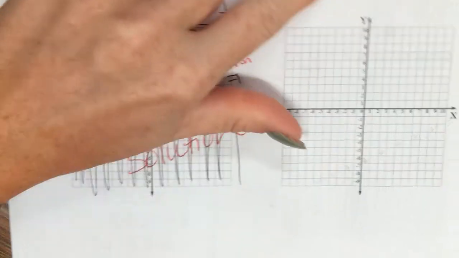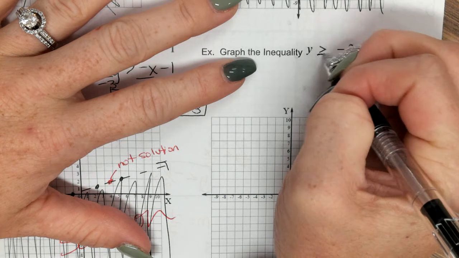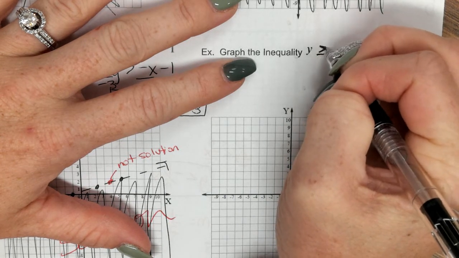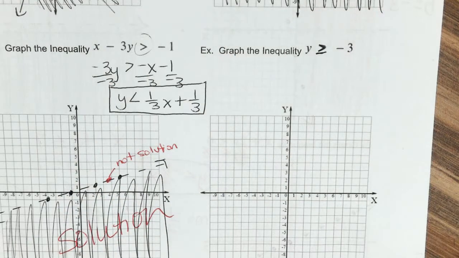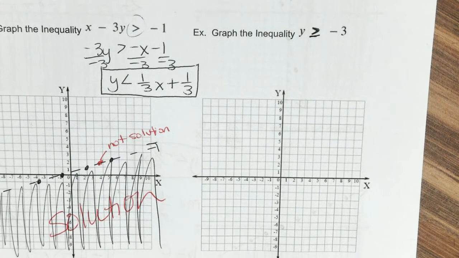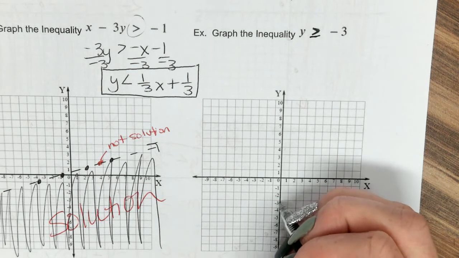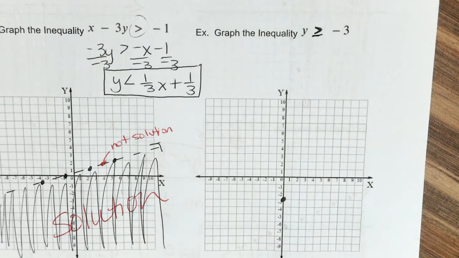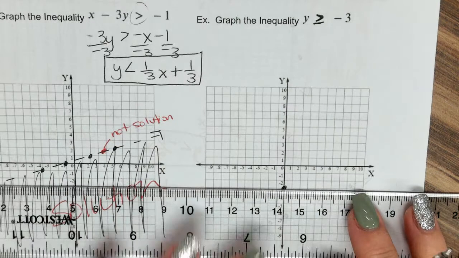All right, let's change this one, because we haven't done any solid lines, to greater than or equal to. All right, y'all go graph that one. If it says y equals a number, it's going to pass through the y-axis at that number. Find -3 on the y-axis, put a dot. It's going to pass through the y-axis. Is it going to be solid or dashed? Solid.